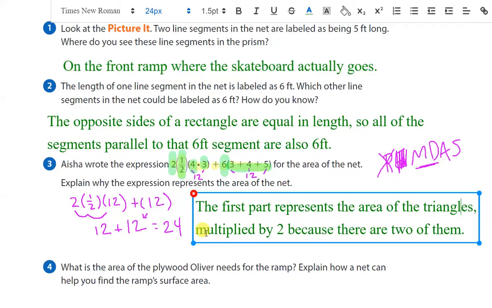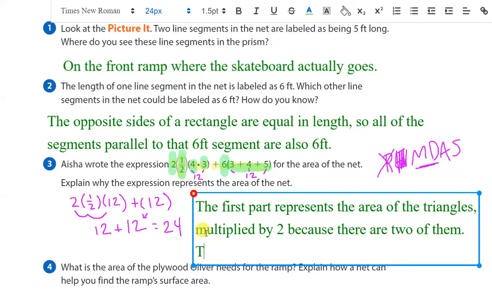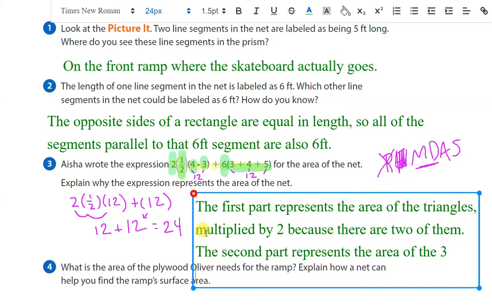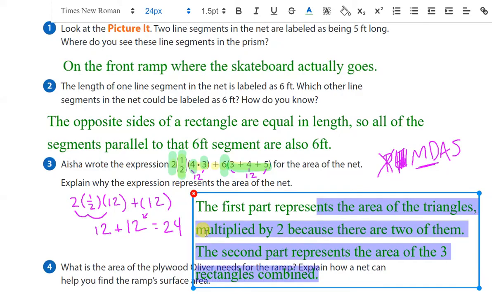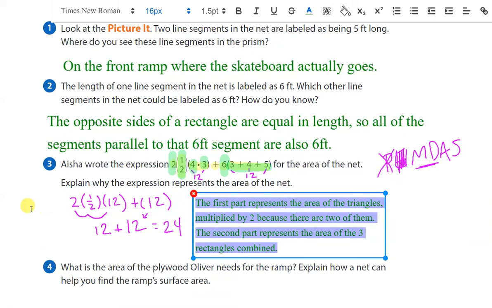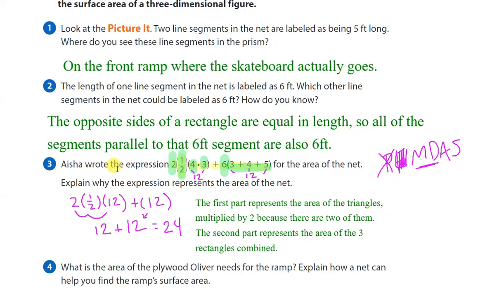Triangles. The second part represents the area of the 3 rectangles combined. Oh, I run out of room. Guess I'll just have to make it smaller. Hang on. There you go. Now you can read it. Hopefully. Okie dokie.